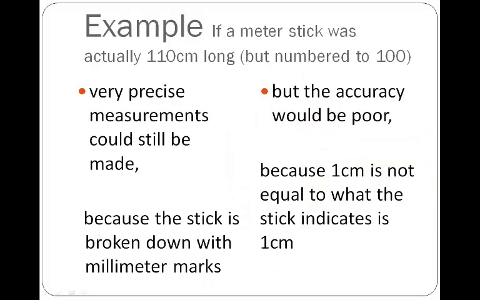So let me give you an example. If I handed you a meter stick that was misprinted, so it was actually 110 centimeters long, but it was just printed from 0 to 100 over that 110 centimeters, you could still make very precise measurements using the millimeter marks because it's broken down into a fairly small unit, millimeters. However, the accuracy of that stick would be very poor because 1 real centimeter would not be equal to what the stick was saying was 1 centimeter. So that's the difference between precision and accuracy. Precision is how precise can you measure it, whereas accuracy is the actual thing or not.